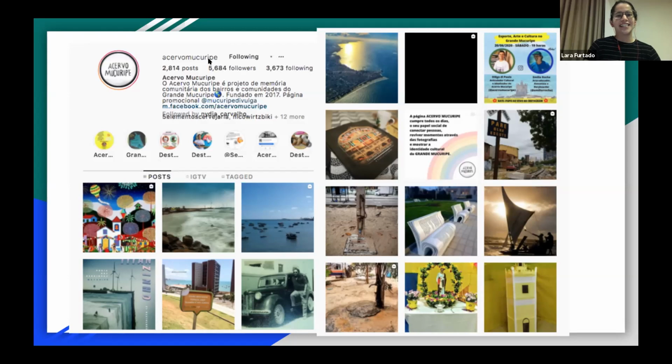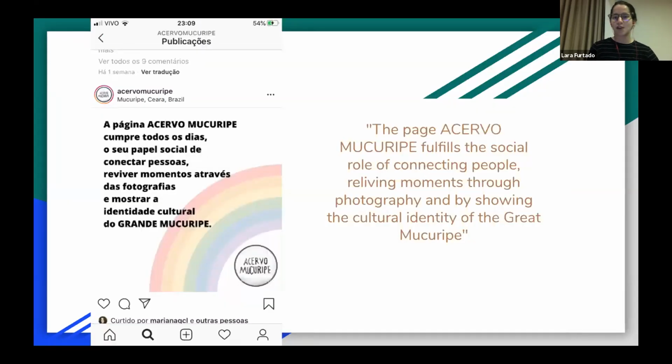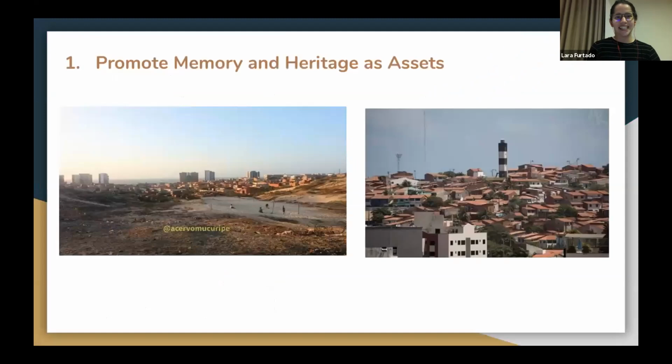You can see here that it's written that the archive is a memory project for the community memory of neighborhoods and informal settlements of this neighborhood called Mucuripe, right? This project is all volunteer based, and their mission is to fulfill a social role of connecting people. They do that through photography, by showcasing and highlighting and giving a voice to the cultural identity of this informal neighborhood, right? Their main goal is to promote their memory and their heritage.